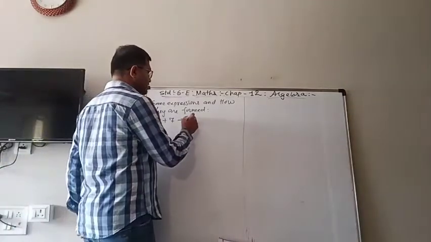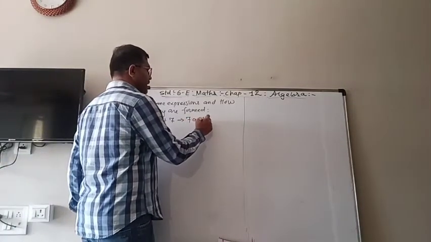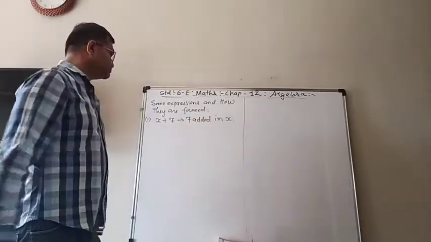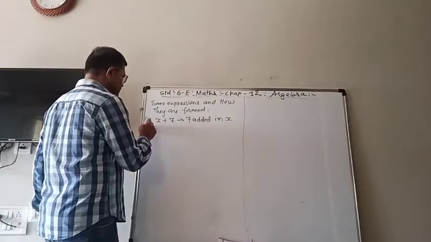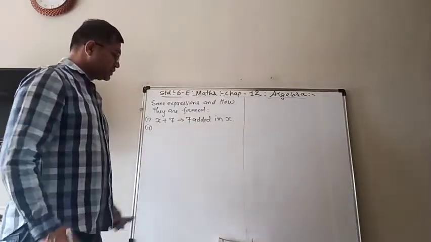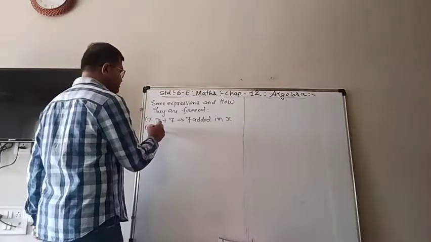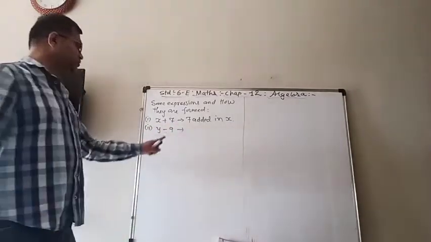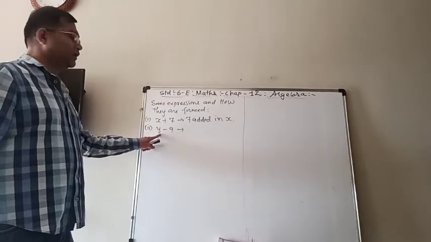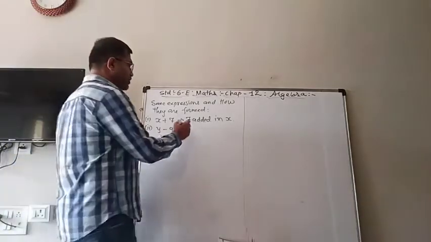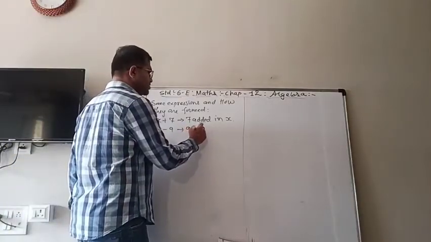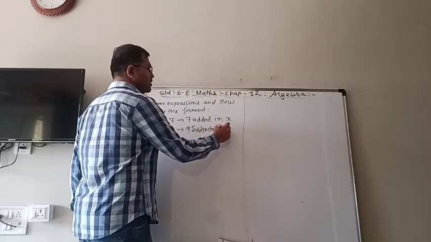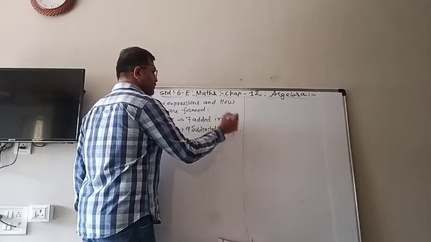So 7 added in x. Similarly, you can subtract also. y minus 9. What did we do? We subtract 9 from y. So we can write 9 subtracted from y.